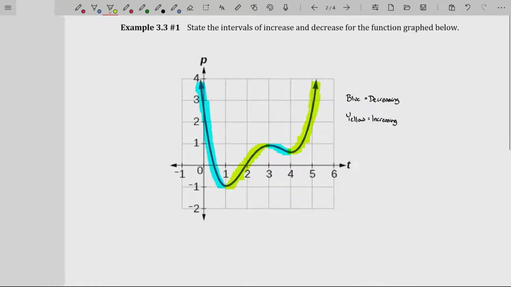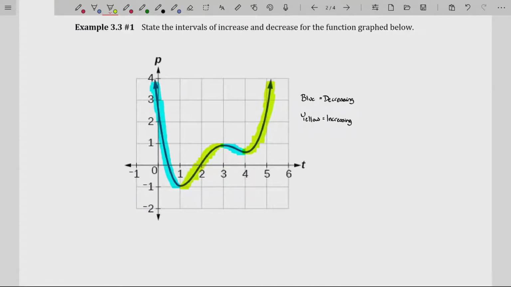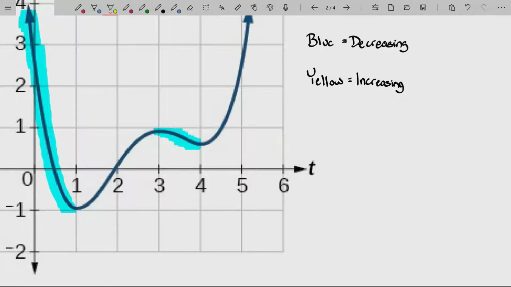Now, that's fine and dandy, but what I've actually done there is I've highlighted the y values. And always, when you state intervals of increase or decrease, they're x value intervals. So let me go ahead and take those shadings that we have there and transpose them, or move them down to the x-axis. So you can see here, I'm highlighting that the curve is increasing from 4 to infinity.